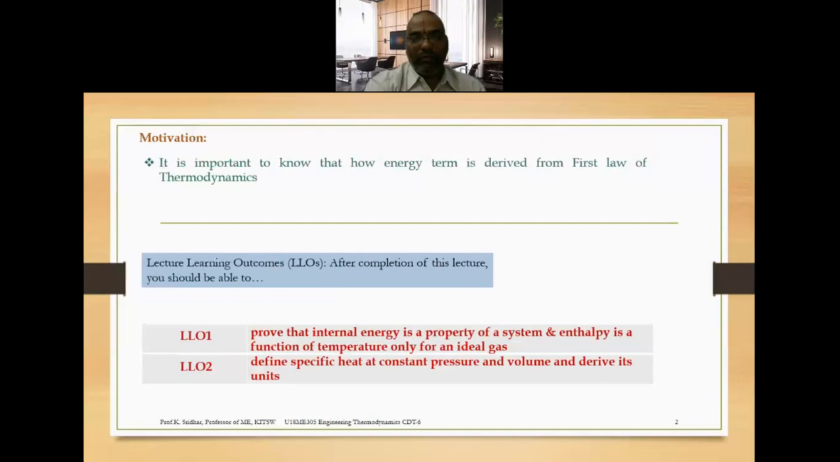Similarly, this particular class has two outcomes. The first one is to prove that internal energy is a property of a system and enthalpy is a function of temperature only for an ideal gas. The second outcome I am expecting from you is to define specific heat at constant pressure and at constant volume and derive its units. These are the two outcomes I am expecting from you after completion of this lecture.